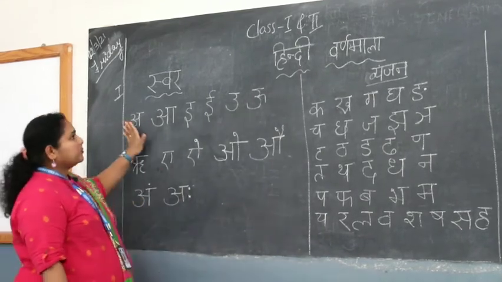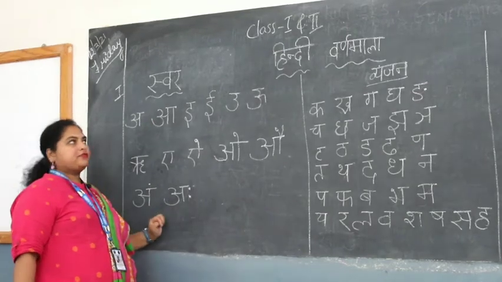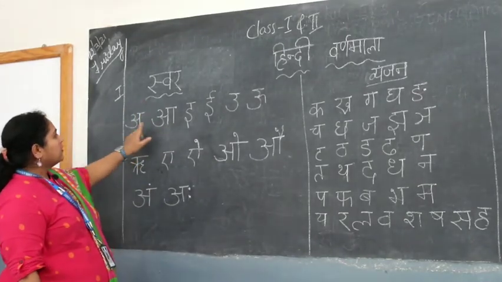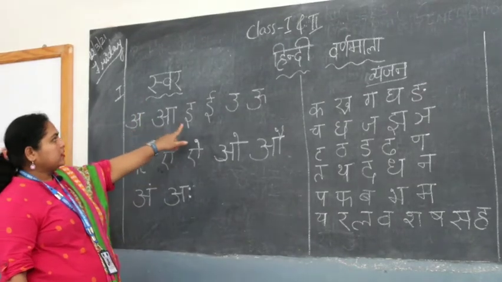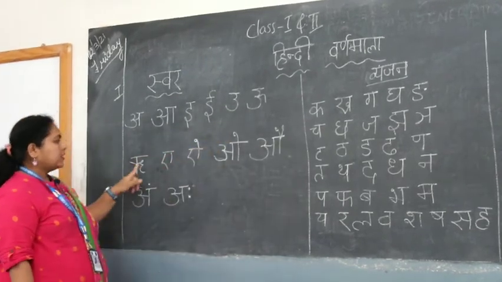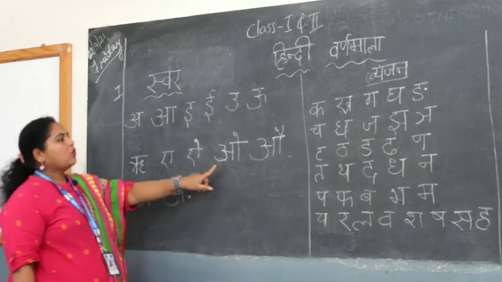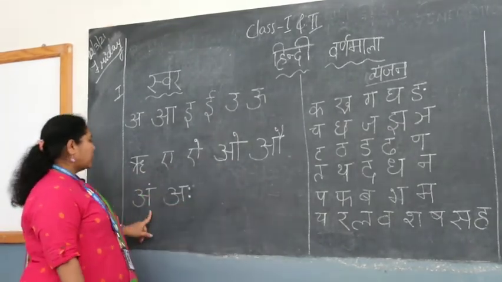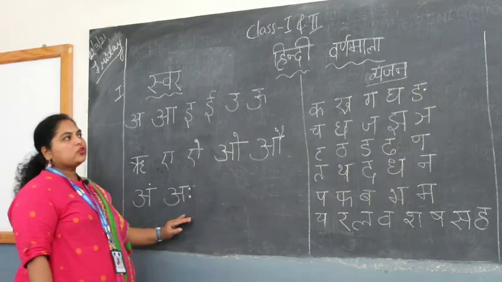So swar are the part of the Hindi Varnamala, the Hindi alphabet. So what are the swar? A, Aa, I, Ee, U, Oo, Ri, E, Ai, O, Au, Am, Ah. So this is what you have already written.